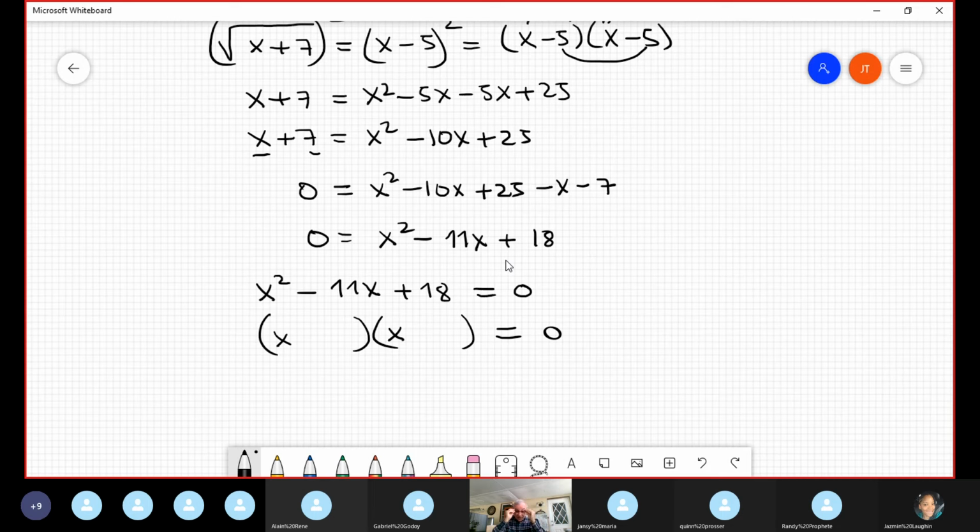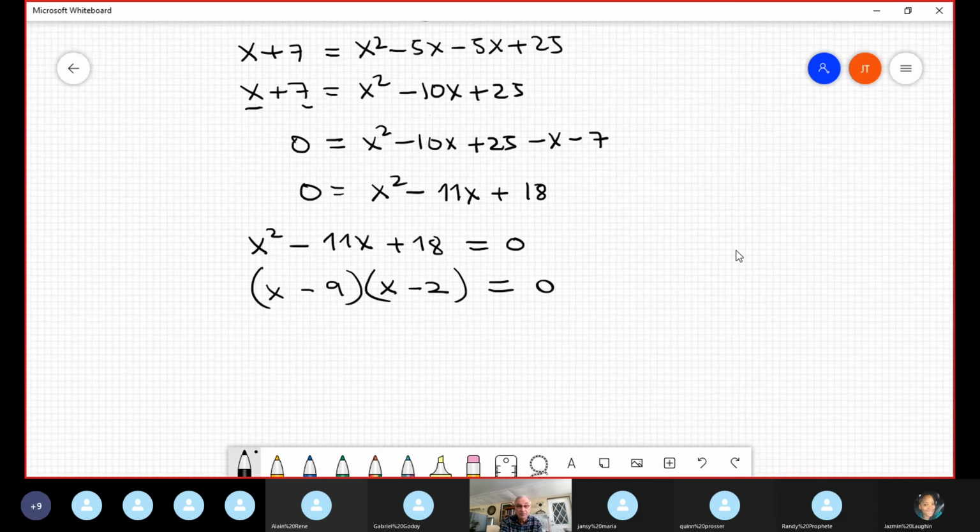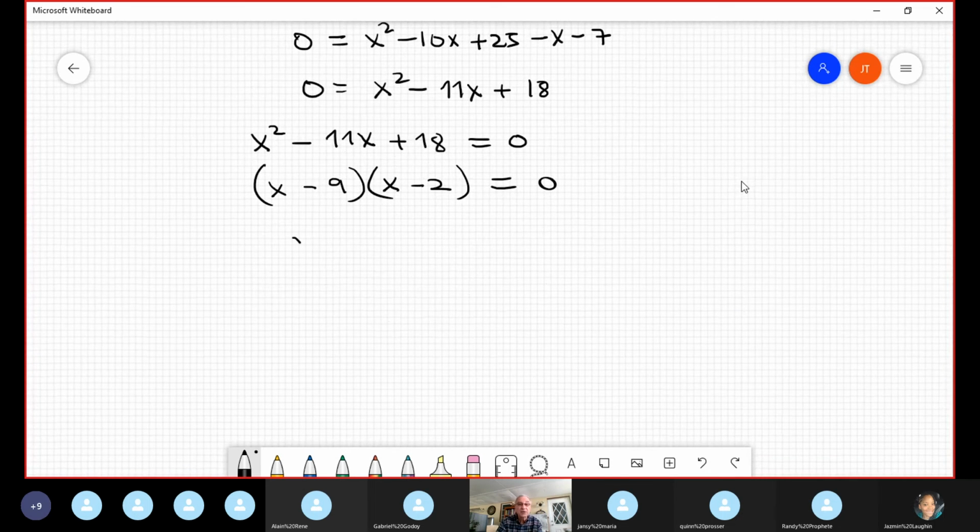But in this case, it's easy because it's 9 and 2. 9 times 2 is 18, and 9 plus 2 is 11, negative both. And one more time, you apply the zero product property, and we get the solutions: 9 and 2.